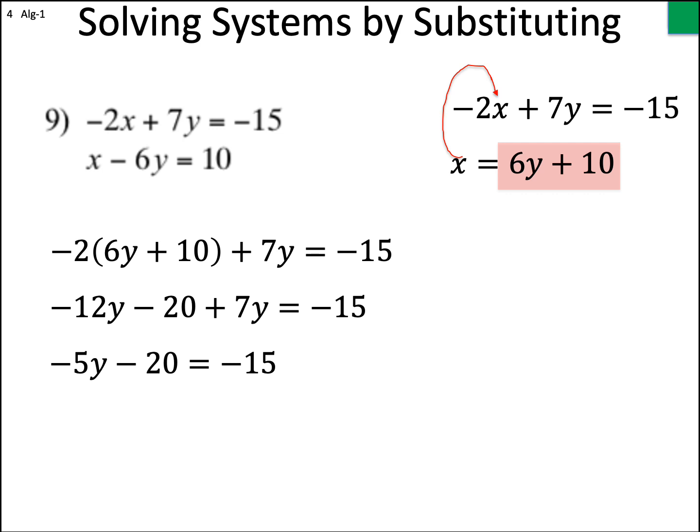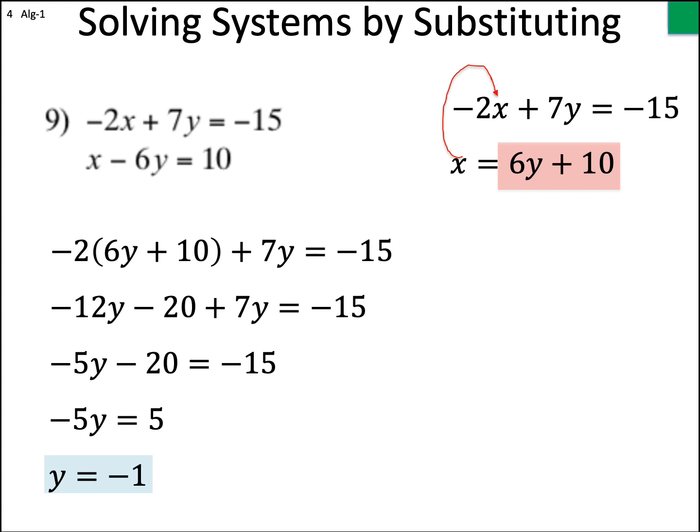Isa, what's the next thing we do? Oh, good job. That's correct. We're going to add 20 to both sides. Add 20 to negative 15, we get a positive 5. Therefore, y value, negative 1. Okay.